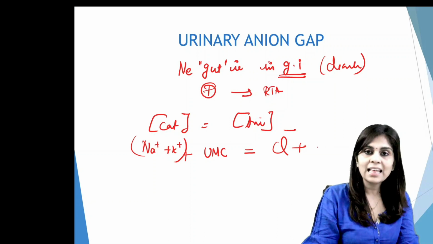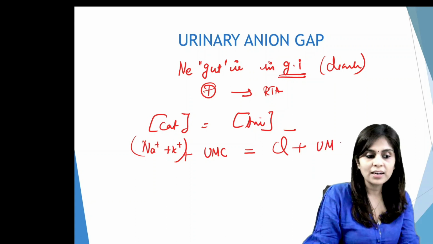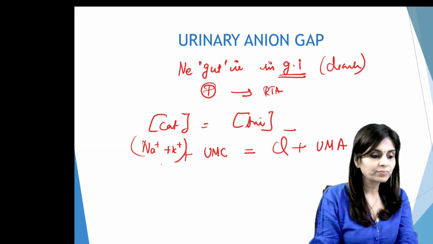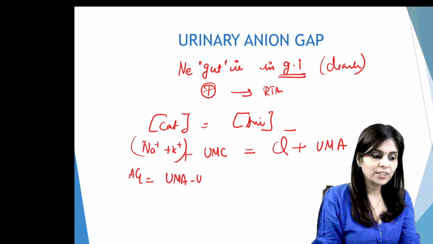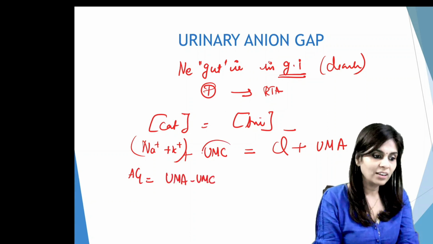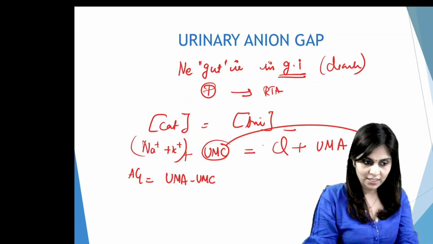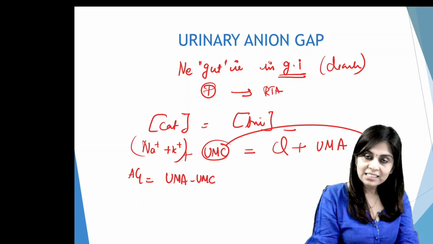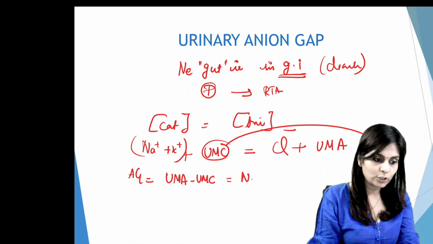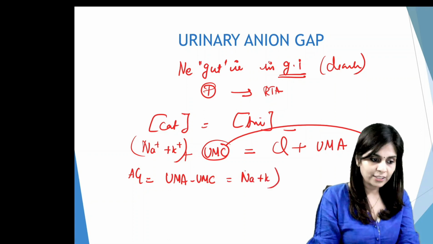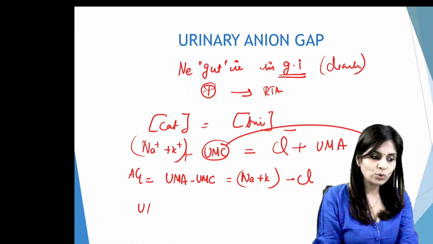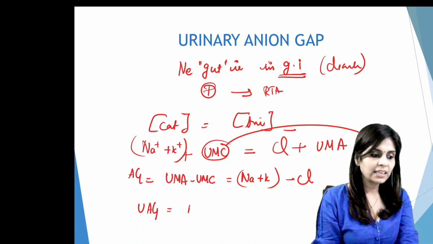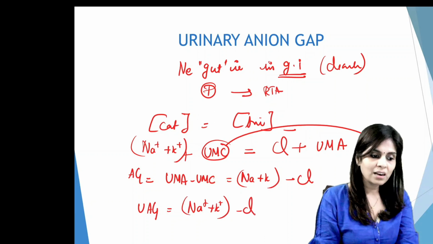So chloride, and the remaining anions will be called as unmeasured anion. And we know anion gap is the difference between unmeasured anion and unmeasured cation. So I'm going to bring this to this side. So unmeasured anion minus unmeasured cation will be equal to sodium plus potassium minus chloride. Do you understand this? So urinary anion gap is equal to sodium plus potassium minus chloride.